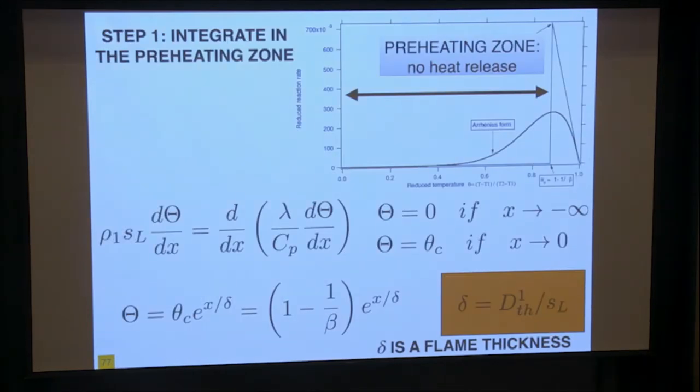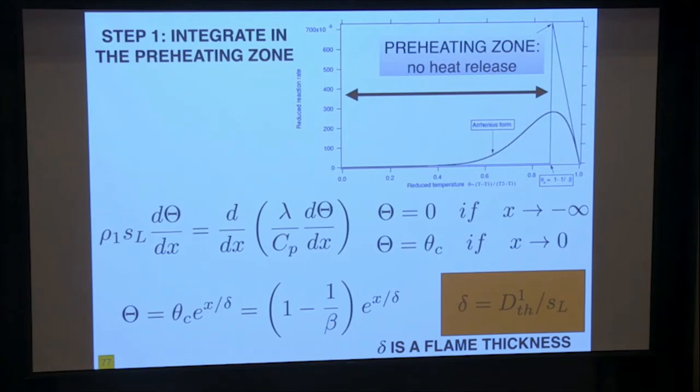So let me do it first by looking at this zone here. That's an easy zone, because it's only this term equal to that one, and there is no reaction rate. So this thing, you can integrate easily. You know that temperature must go to zero here, and it must go to theta critical when x equals zero. So you just integrate this equation, all these are constants, so you find that the temperature can be written theta critical exponential x over delta, where x is the space variable from the flame to minus infinity.